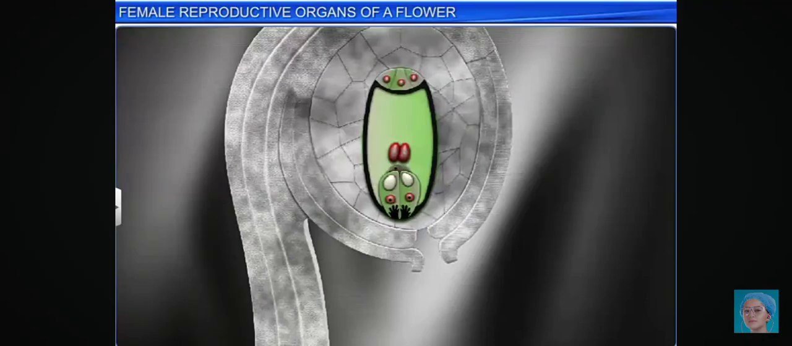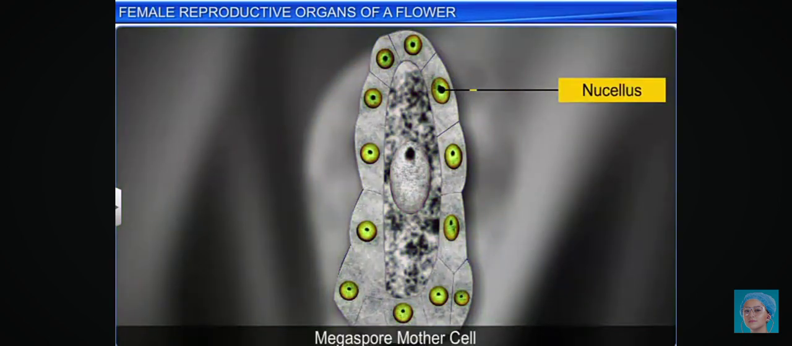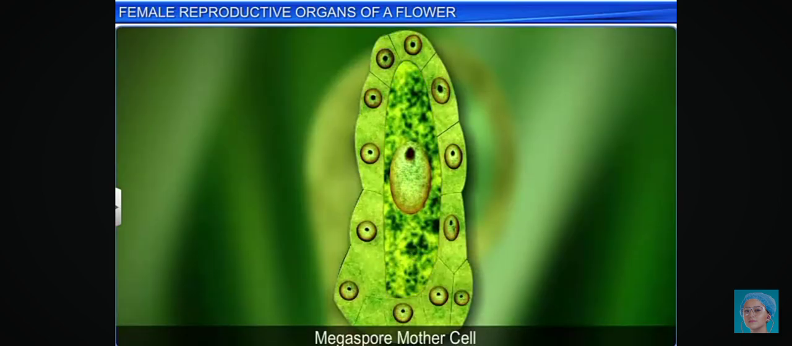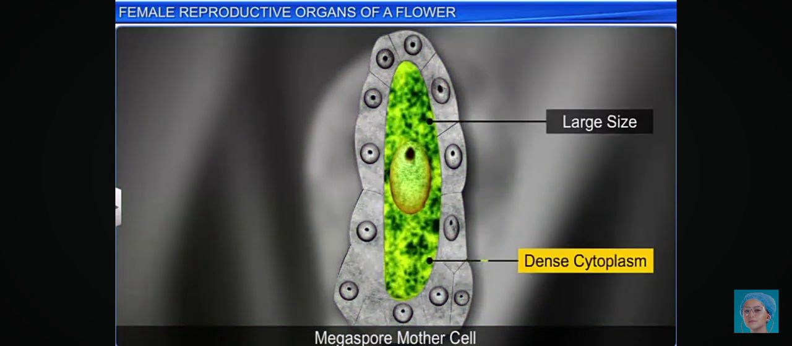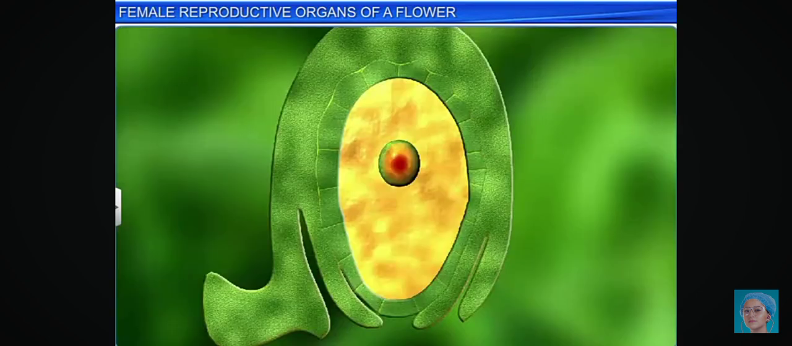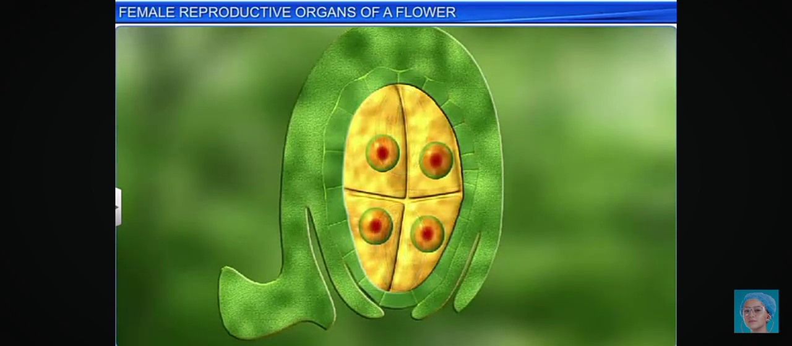Megaspore. This megaspore is formed when one of the nucellus cells, towards its micropylar end, gets differentiated into a megaspore mother cell, which can be easily distinguished from other cells due to its large size, dense cytoplasm, and prominent nucleus. The megaspore mother cell undergoes meiosis to form 4 megaspores which arrange themselves in a linear tetrad.